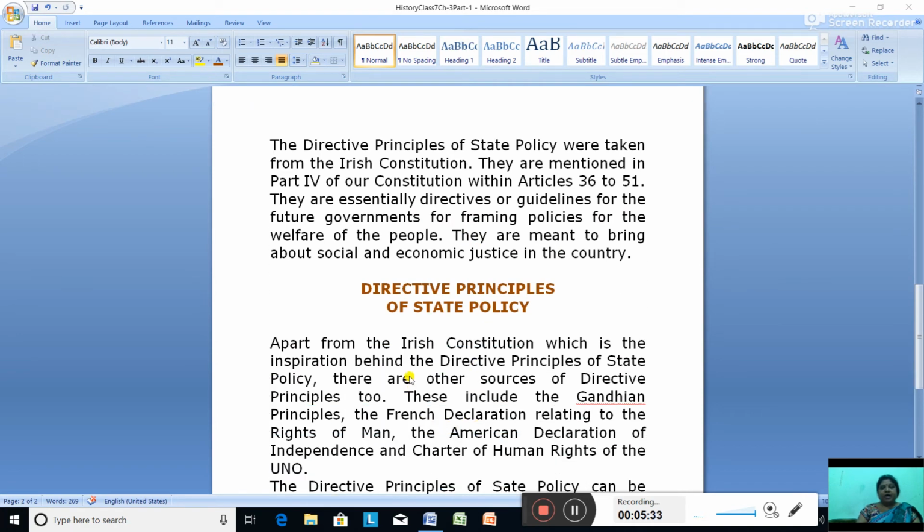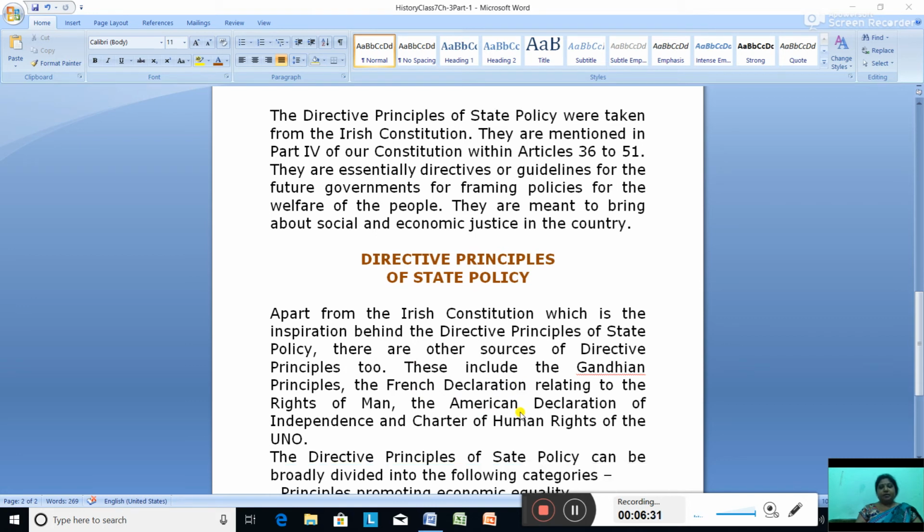Apart from the Irish Constitution, we have other sources from where the idea of directive principles is taken. They include Gandhian principles, the French Declaration relating to the rights of man, the American Declaration of Independence, and the Charter of Human Rights of the UNO. The main source is the Irish Constitution, and these are the other sources of directive principles.